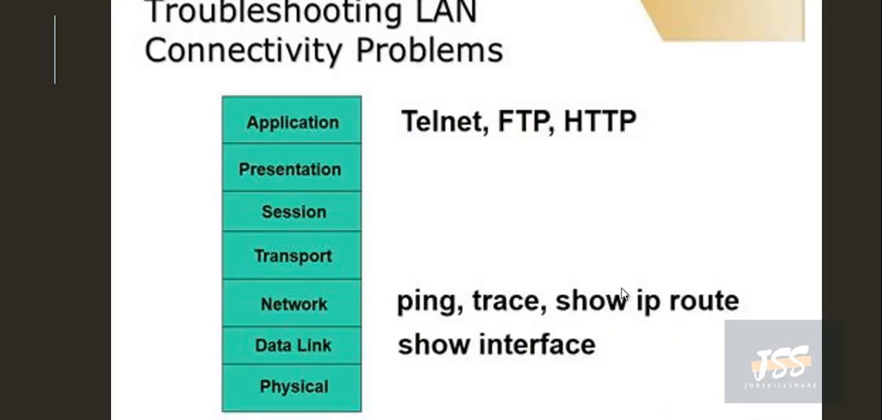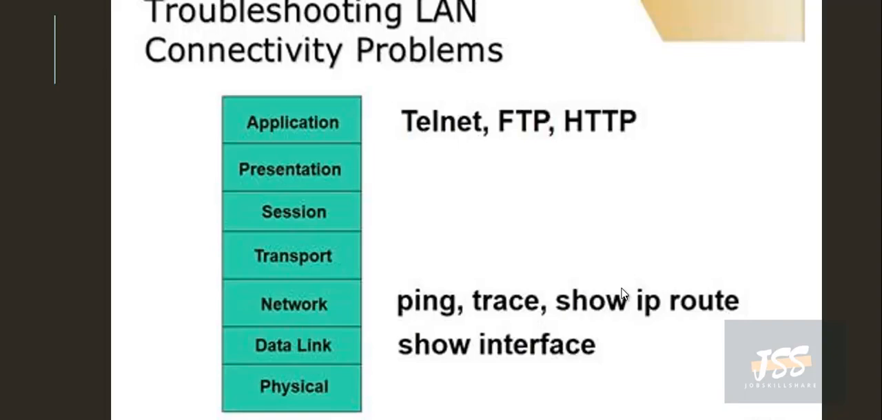As far as the switch is concerned, it is a local area network device, a layer 2 device as well, we can call it. So the most important terms that we need to know are ping, trace, show IP route, and show interfaces of the switch or router when we are looking out for problems in the LAN connectivity.